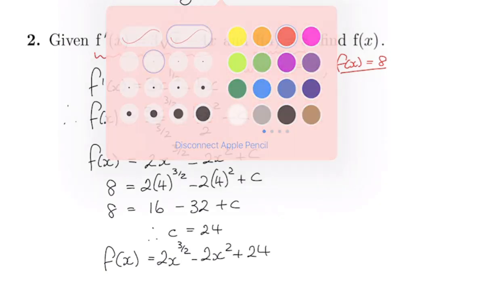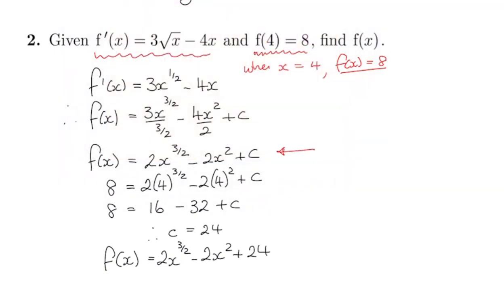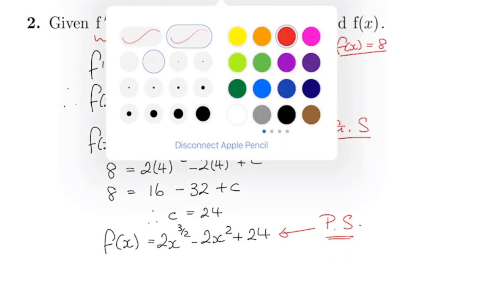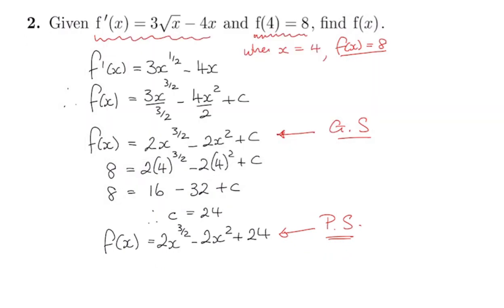Again, you can see that the earlier line is the general solution, and this is the particular solution, given that information. There is one other thing we could do, and that's write the first term in the particular solution in surd form. So f of x equals 2 times the square root of x cubed, minus 2x squared, plus 24.